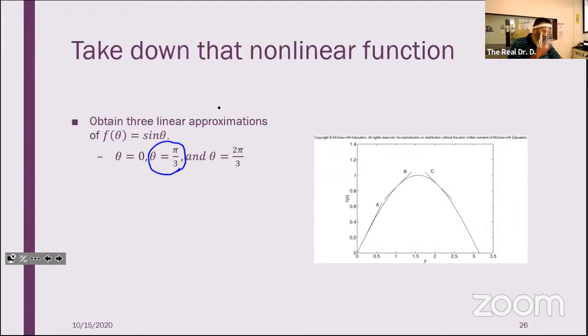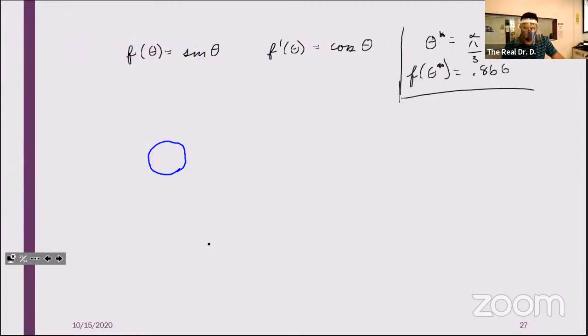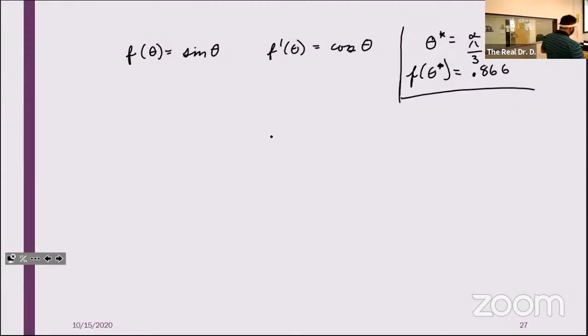All right, so we're gonna do a couple of things here. We're gonna do the pi over 3 solution, and I'm gonna show you the 0 solution because I want to show you something interesting that happens when we linearize sine of theta at 0. So how do we do this? Everybody that I talk to is having trouble even just getting started here.